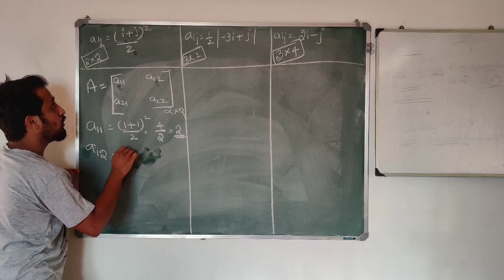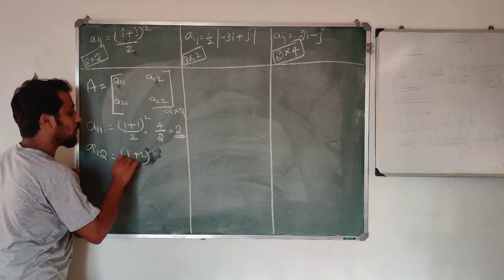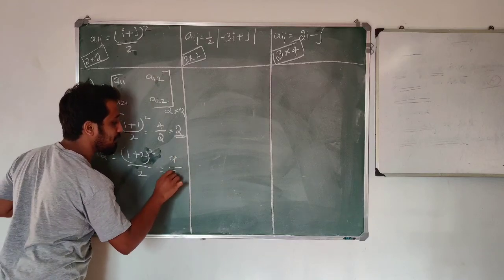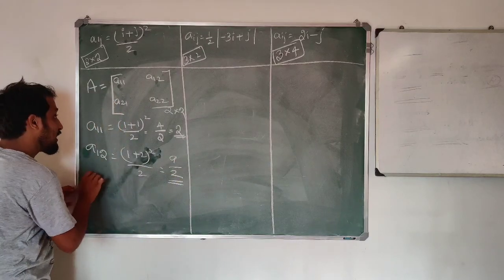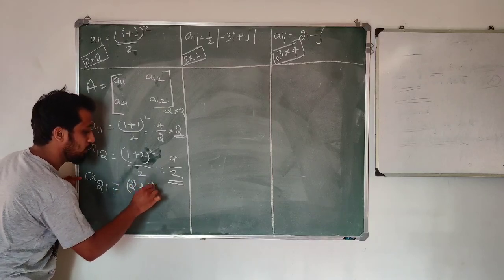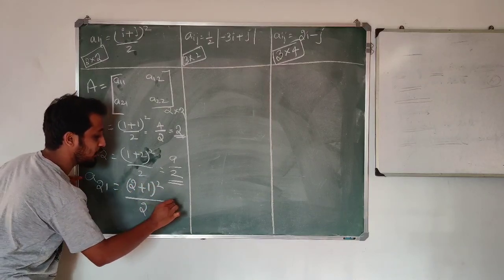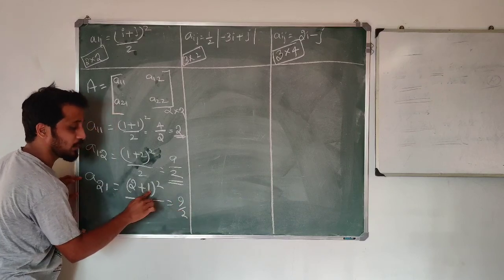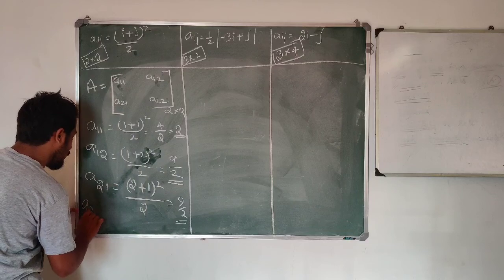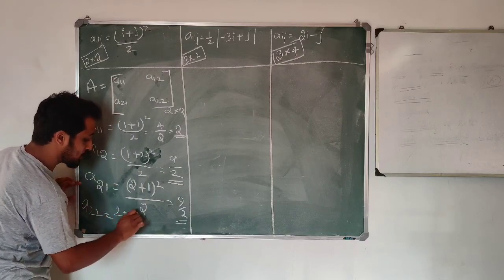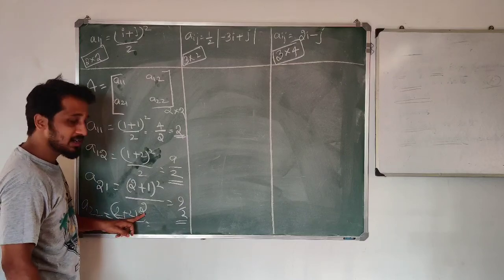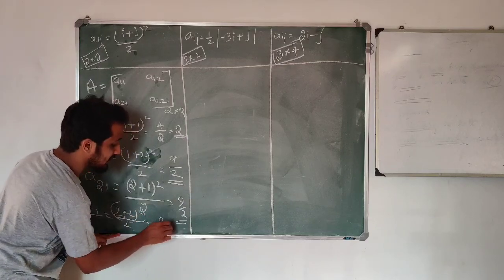A12 is equal to (1 plus 2) the whole square divided by 2, that is 3 square, which is 9 by 2. Now, A21, that is also 9 by 2. 2 plus 1 the whole square divided by 2, 2 plus 1 is 3, 3 square is 9, 9 by 2. Now, A22 is nothing but (2 plus 2) the whole square divided by 2. 2 plus 2 is 4, 4 square is 16, 16 by 2 is nothing but 8.